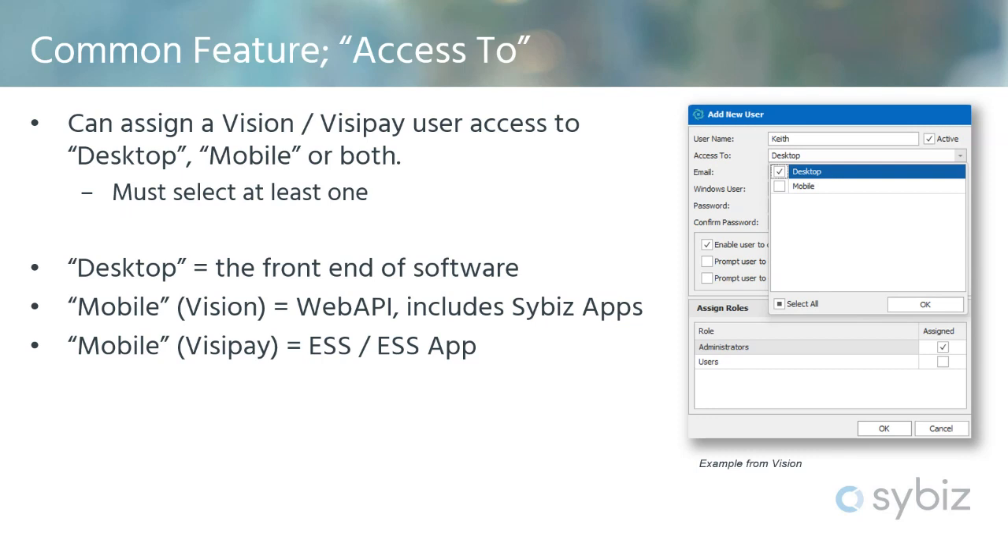What is each of them? So desktop is the front end of the software. And then mobile in the Vision context is the web API and the apps, and VisiPay is the ESS, but also the ESS app as well. So if there's any additional restriction that you need to have on your users, that's now doable.